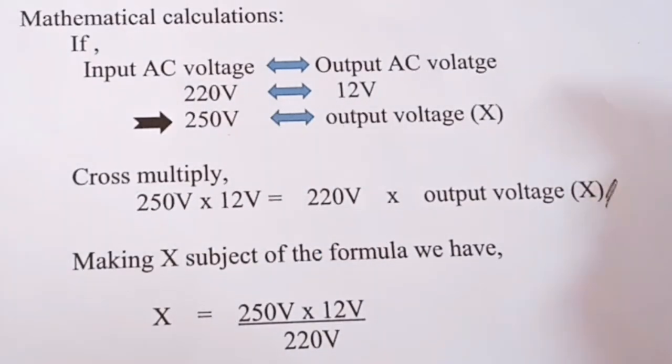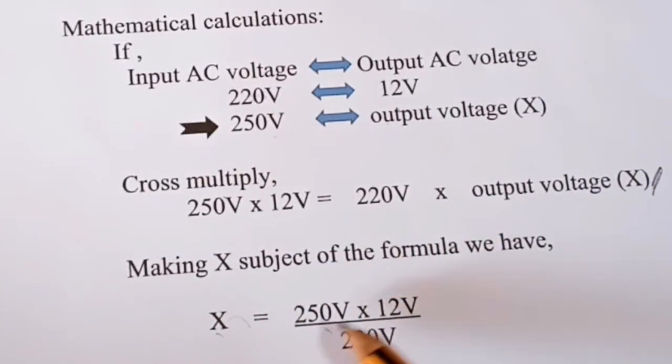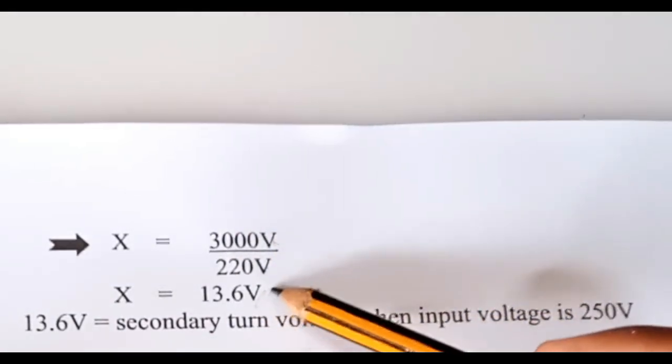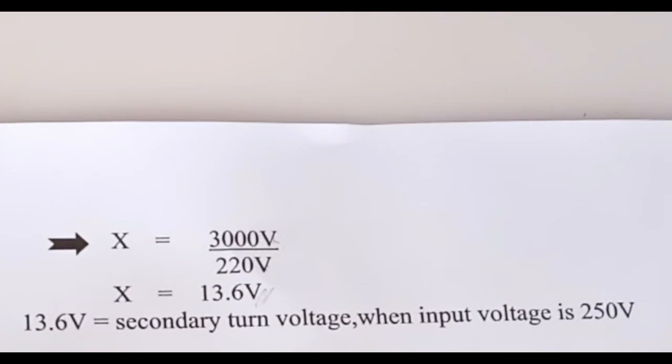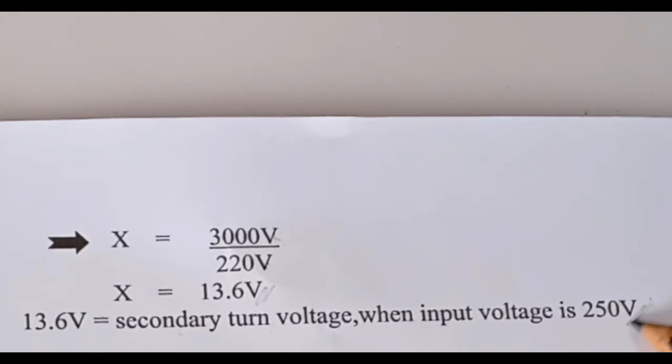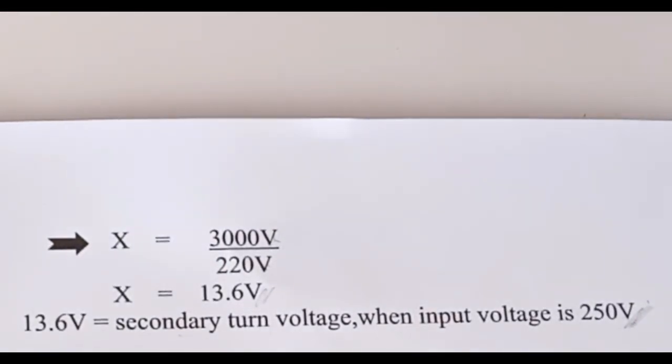Making X the subject, we now have 250 times 12 divided by 220, and this will give us 3000 divided by 220, which equals 13.6. 13.6 volts will be the output voltage on the secondary turn whenever the AC voltage on the input primary turn rises to 250 volts, and this is gotten without making any estimation or guesswork.